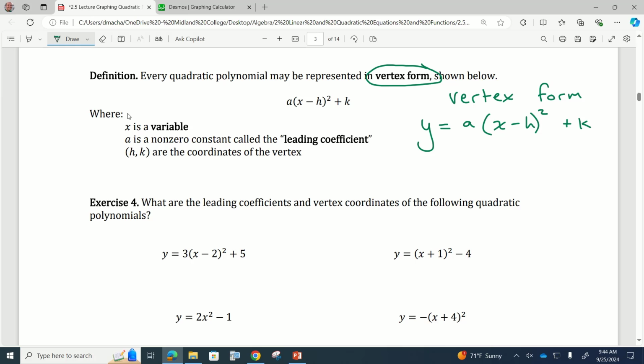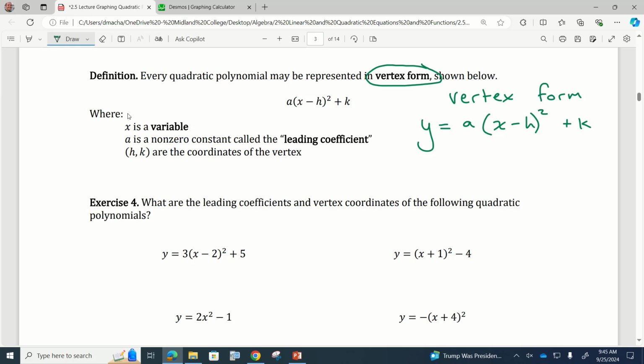X is the variable, a is the leading coefficient. That is the same a as in factored form, and it's the same a as in expanded form. H, this time, is going to be the x coordinate of the vertex, and k, as it shows up here, is going to be the y coordinate of the vertex.